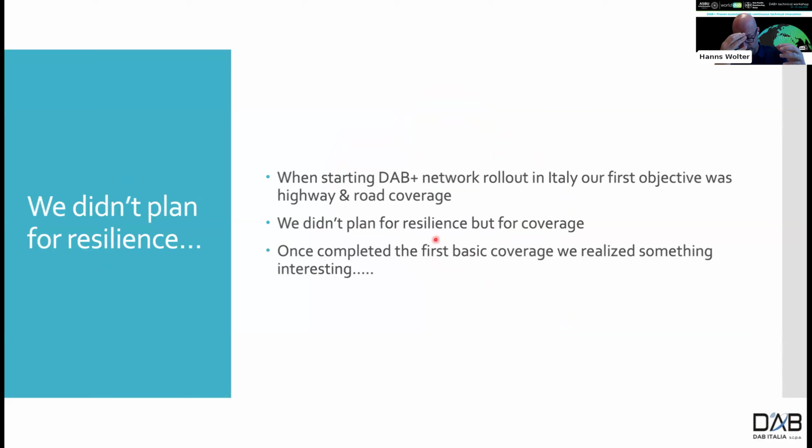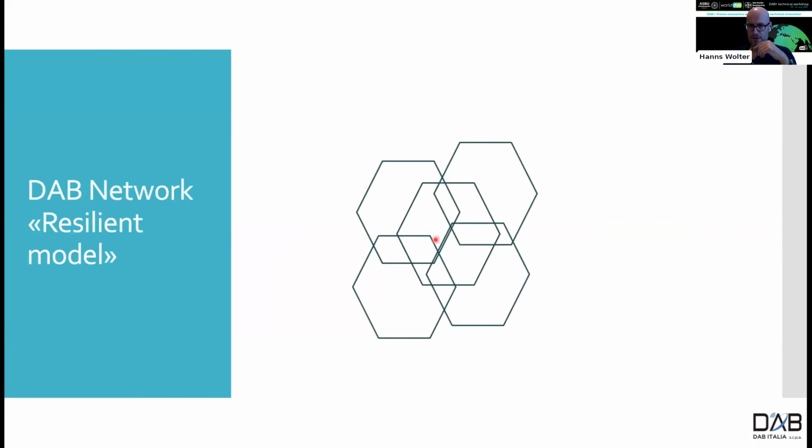Because in Italy, the first thing we tried to do is really to cover the highways, because radio listening in Italy is mostly in cars. We have about 76% of radio consumption in cars. And so we really looked a lot at road coverage, so at large area coverages. But when we finished the first thing, we realized that we didn't build the network, which was on 2 slides earlier, but we got something like this.